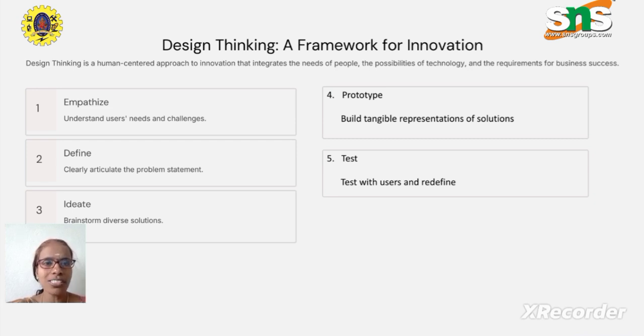And in the fourth stage, we are going to have the prototype. In this case, we are going to build a tangible representation of solutions, and we are going to test it in the last stage. So, test with the users. If it is okay, we are going to proceed with that idea. If it is not okay, we are going to redefine the problem statement.